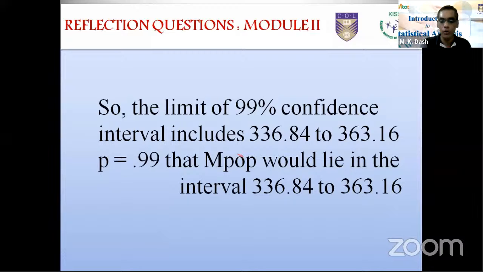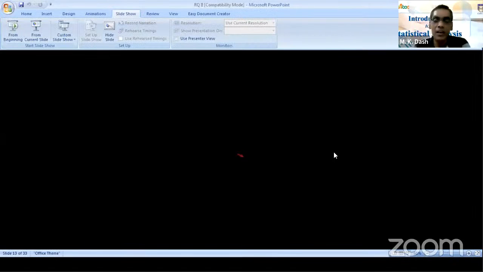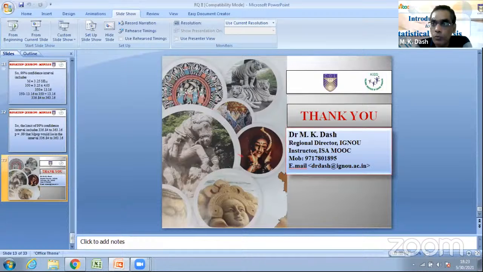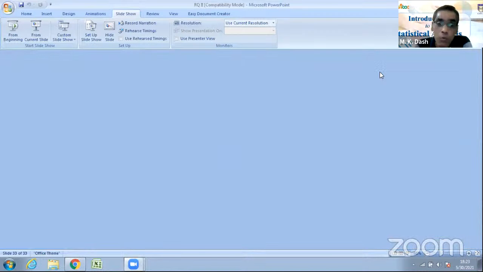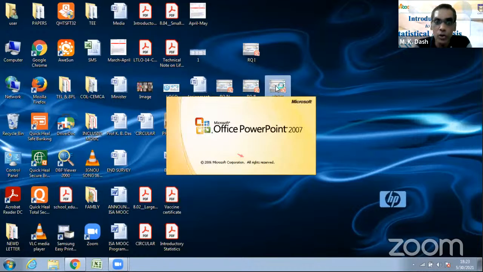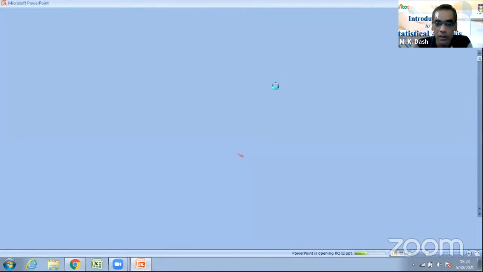So this is all about reflection question 2. I hope this aspect is clear to you. In case of any doubt from reflection question 2, feel free to note down the questions. We'll take up all the questions during the question answer session. Now let us enter into reflection question 3, which is very important.